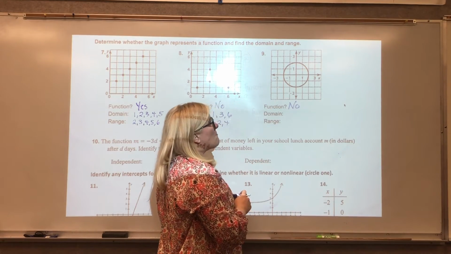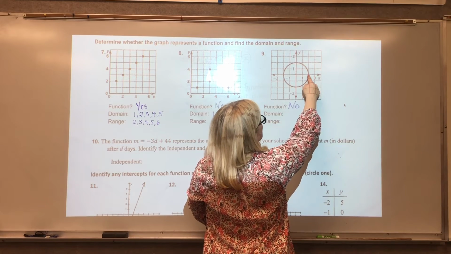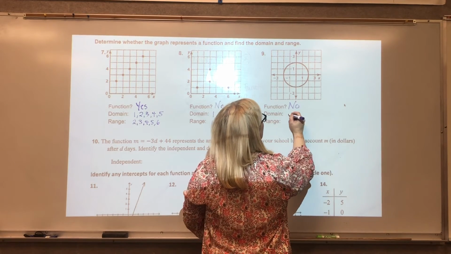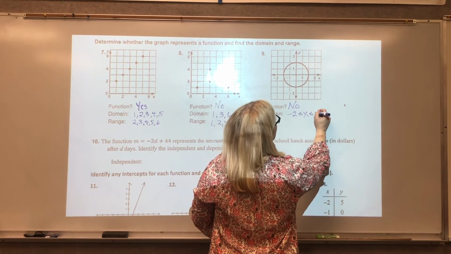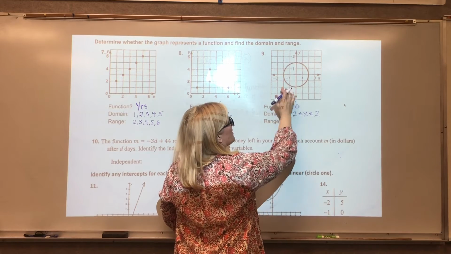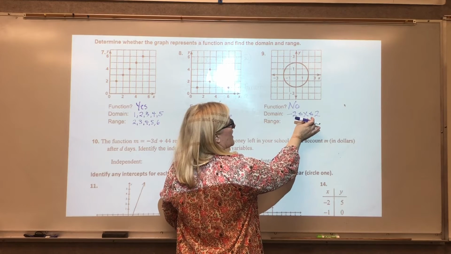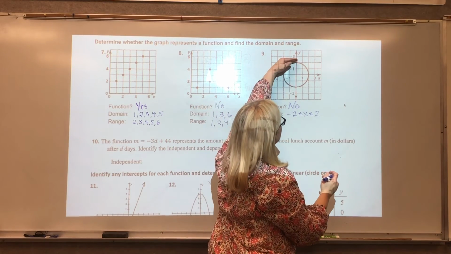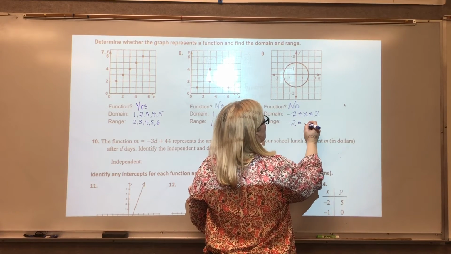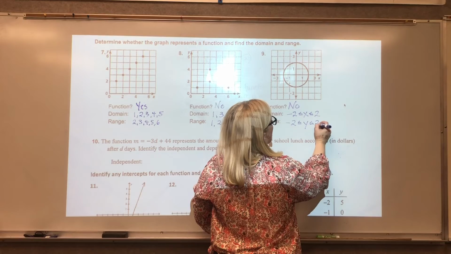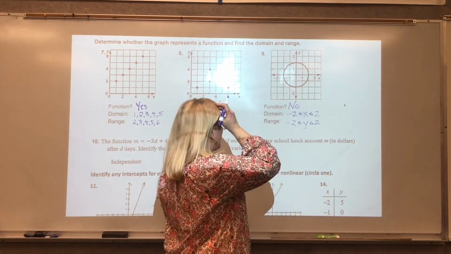Okay, my domain, remember my x values, it is going from here to here, and that's where it stops. So it's going from -2 to 2. It's everything that's sandwiched between -2 and 2. So it's everything in here. This way is my range. And it is getting sandwiched also between -2 and 2. So we've got -2 to 2.